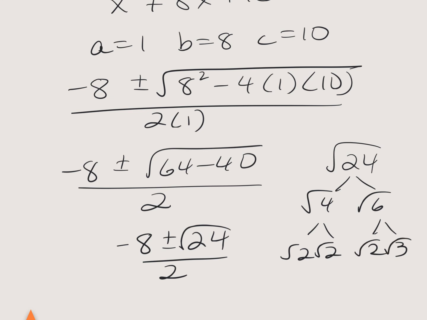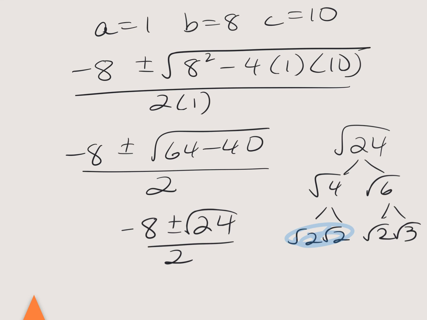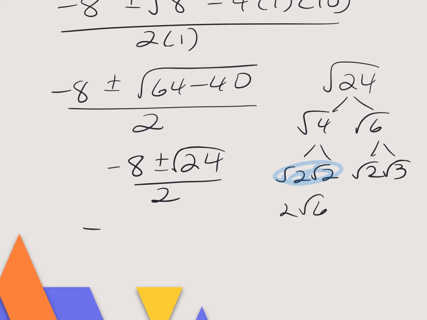Go back now and look for your pairs. I got a pair of 2's. And we get 2 square root 6. So the square root of 24 is 2 square root 6. Now I can simplify my fraction. I can simplify the 8, the 2, and the 2. The 8 becomes a negative 4.